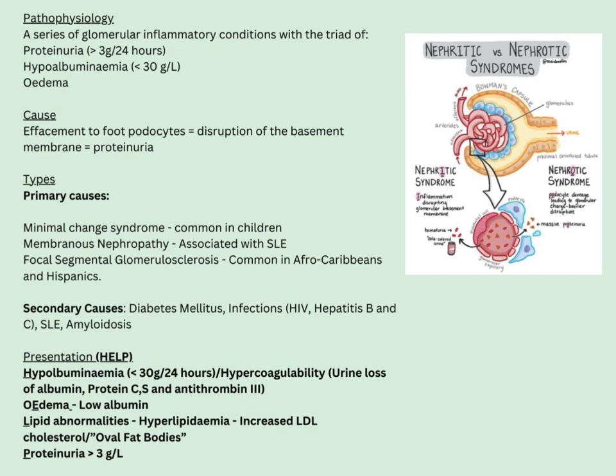We can remember some of the other presentations of nephrotic syndrome using the mnemonic HELP. H stands for hypoalbuminemia and hypercoagulability, which can be detected if there is low levels of albumin, protein C, protein S, and antithrombin 3 in the urine. E stands for edema.